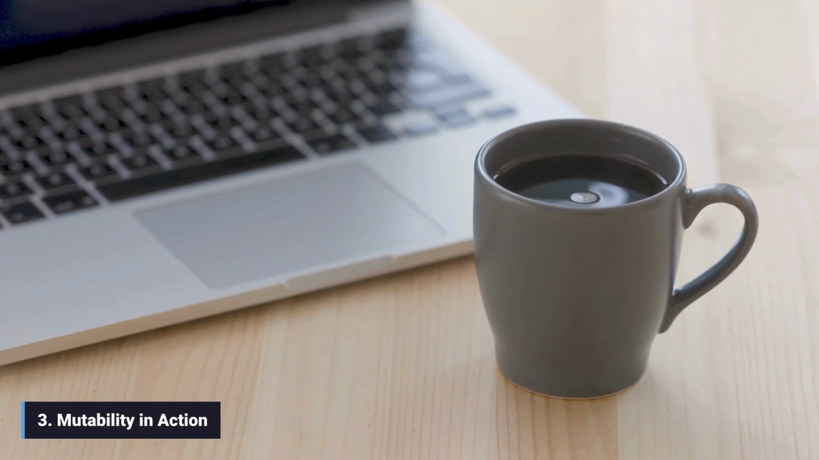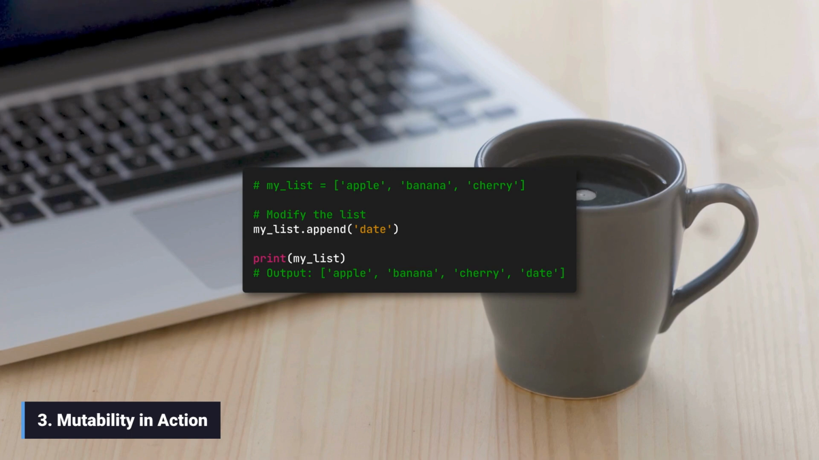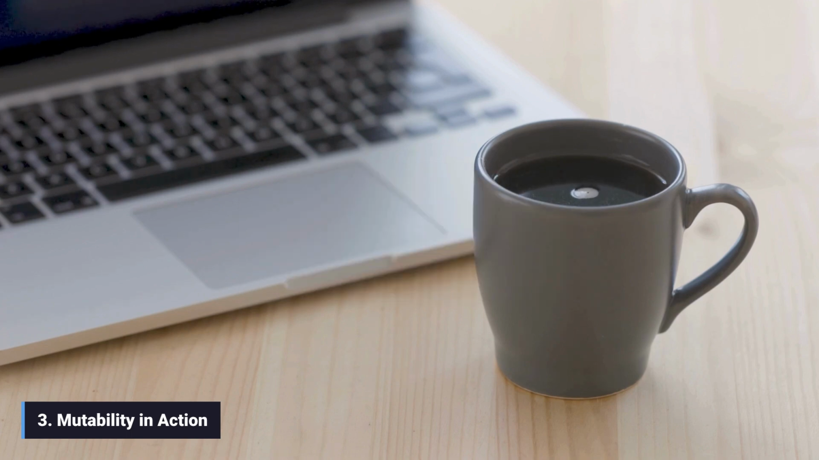3. Mutability in action. Now that the data is in a list, we can use any of the list methods we learned before, such as append or remove. Once all modifications are done, you can convert it back to an immutable tuple if needed, for safety or performance benefits.